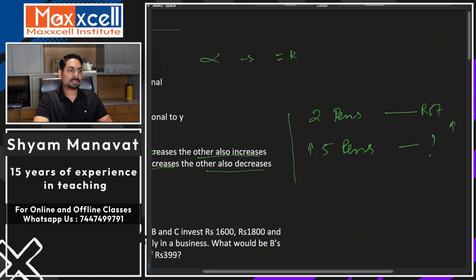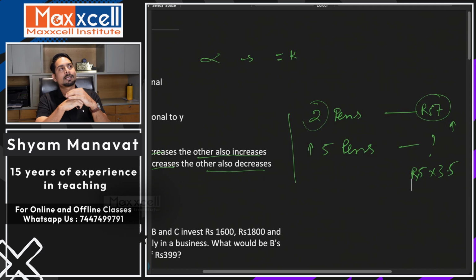If you are increasing pens, then you have to pay the cost of 5 pens in equal proportion. For 2 pens, if it is 7 rupees, for 1 pen it will be 3.5 rupees, and for 5 pens you will multiply 5 with 3.5 rupees. That's how you do it, right? So if you are going to buy more quantity, you are going to pay more price, right?